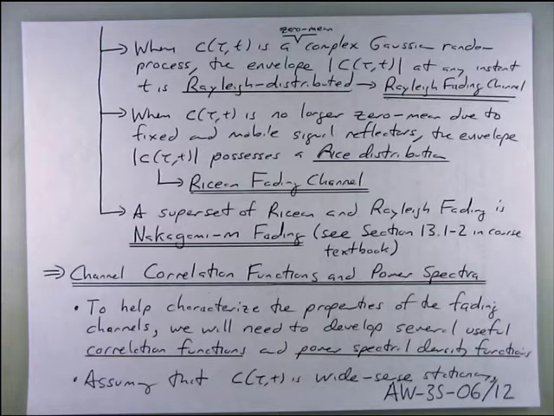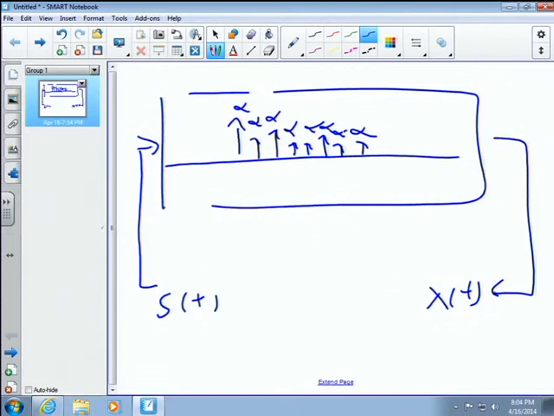But before we jump into these unique types of fading, let's talk a little bit about how we characterize these types of channels. Okay, multipath fading channels. So in a nutshell, there's a couple of ways. I'm going to talk about the two big ones.